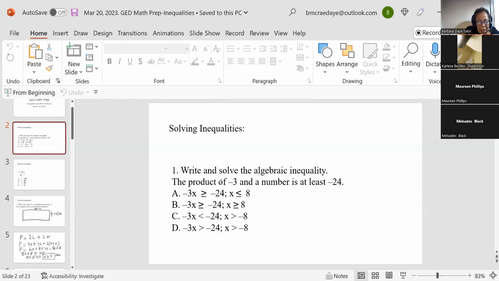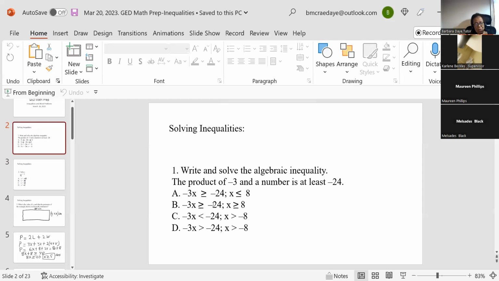The product of -3 and a number, that's the -3x. At least is greater than, so that means greater than or equal to -24, right? And then when you solve it, you divide -3 into -24, and that gives you a positive x.